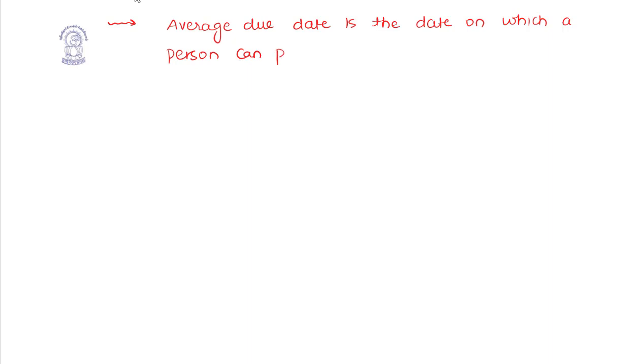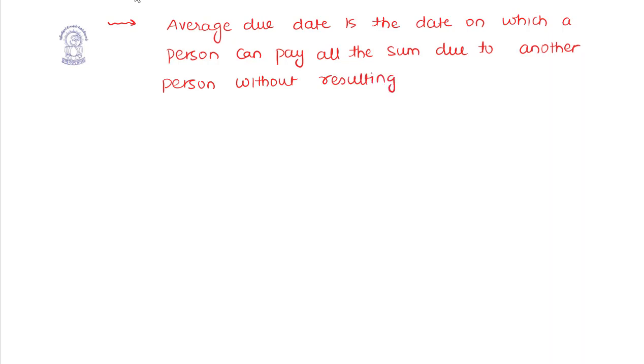Let us move ahead. Do some notings. Average due date is the date on which a person can pay all the sum due to another person without resulting in gain or loss to either of the contracting parties.